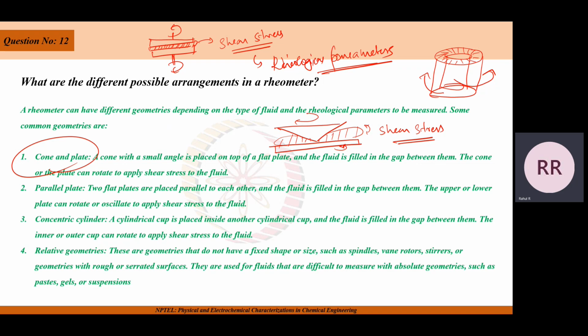Okay, so I hope this is clear for you. The four different arrangements are cone plate, parallel plate, concentric cylinder, and relative geometries. I hope this is clear to you. Now let's move on to the next question.